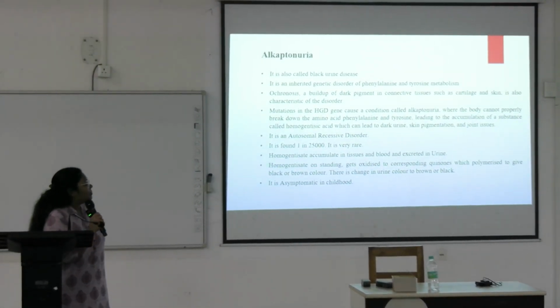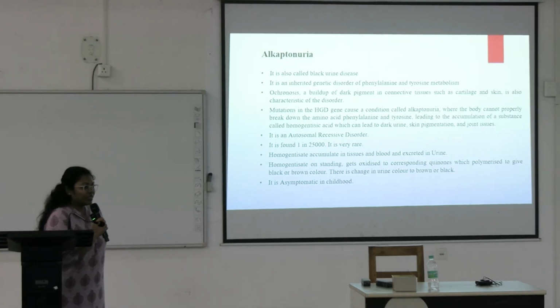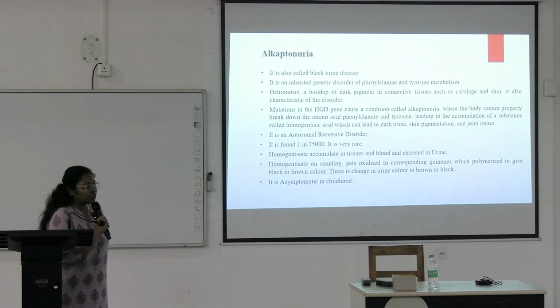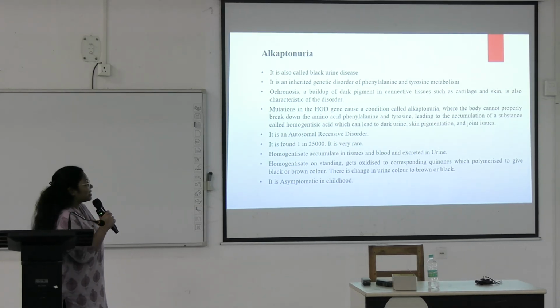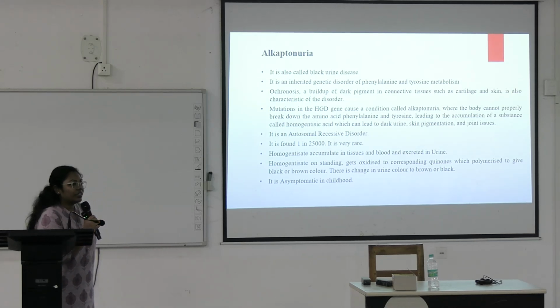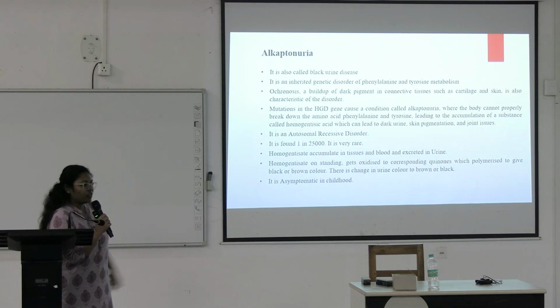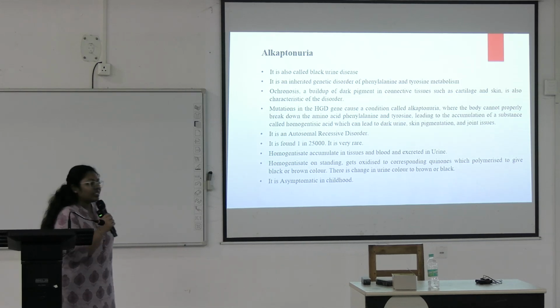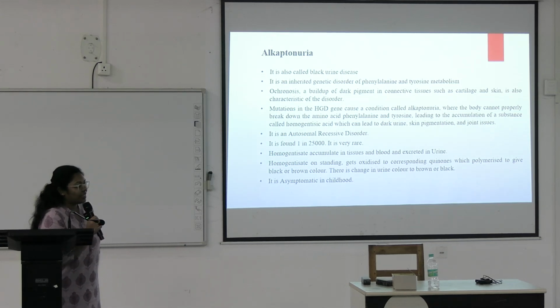So there is a buildup of dark pigment, known as ochronosis, in the skin, the connective tissue of the joints, the ear pinna, and the sclera of the eye. It is an autosomal recessive disorder, which means both genes must be defective for this disorder to occur, and it occurs in 1 in 250,000 births. It is mostly asymptomatic in many cases.